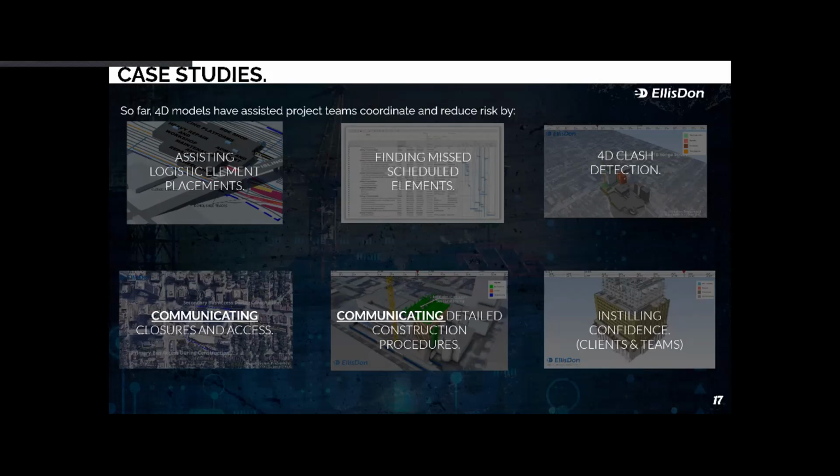Something that occurred recently was the communication of closures and access. Something we keep mentioning over and over again: 4D videos or 4D models can be used for many things, but one of the most important is communicating information in a very simple way. In this situation, we had a fairly large project where the bus routes would have been closed off during construction. So an alternate bus route had to be proposed to TTC or whichever company was dealing with the public transit in that situation.